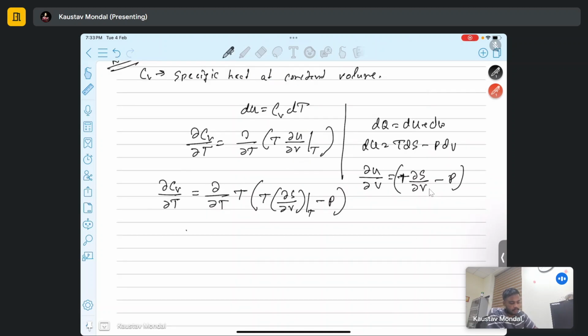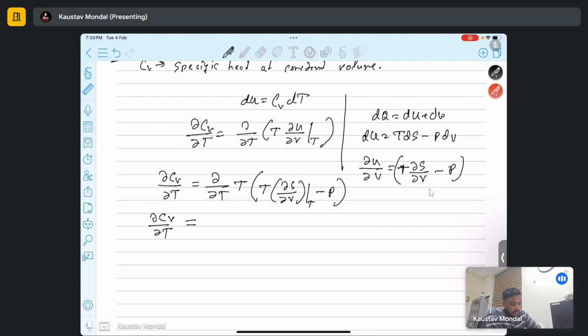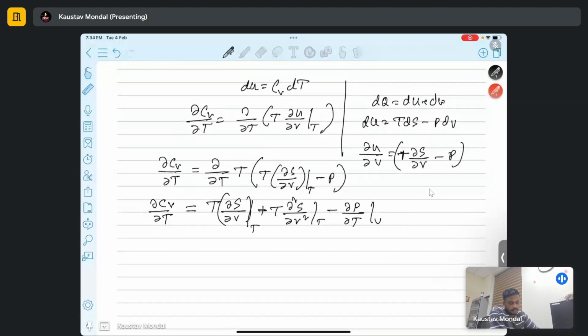Okay, so now this thing del Cv del V, you can write it like this: if you do the derivative del T on this whole expression, you will get T into del S del V, then you get another T into del square S del V del T at constant T, minus del P del T. This will be at constant volume.